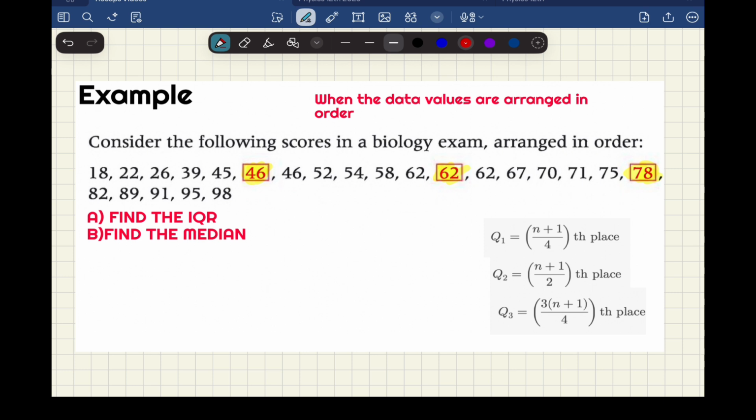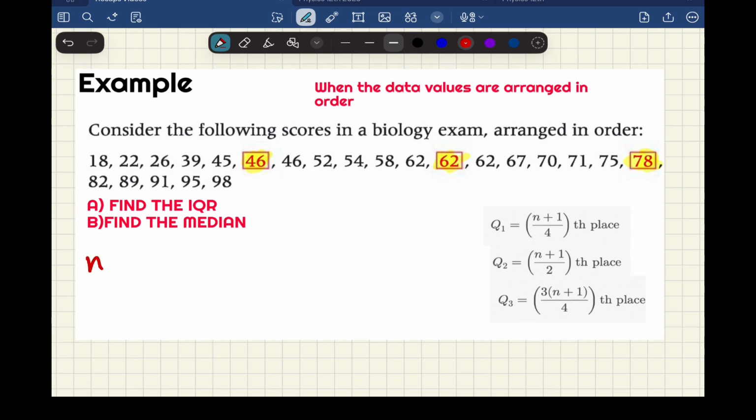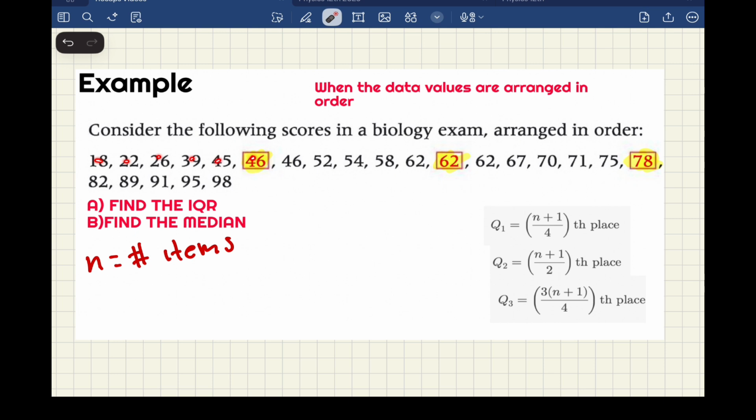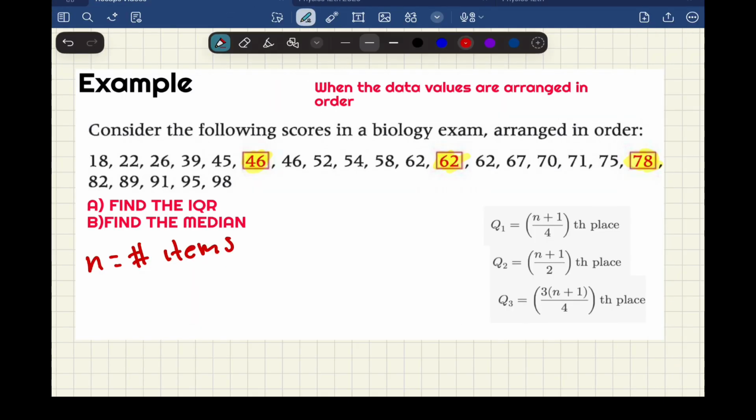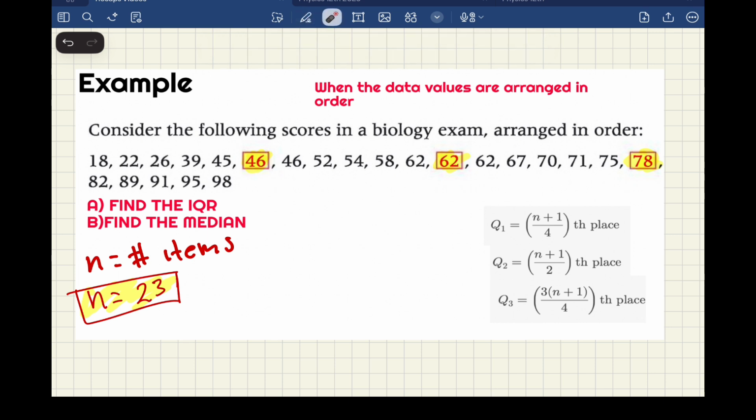So first, what is n? N, if you remember, is the number of items or values, okay? So we need to count: 1, 2, 3, 4, 5, 6, 7. According to this, I have 23 values. So n is 23. We have 23 values, okay? Well, here, by the way, we have to find the IQR.